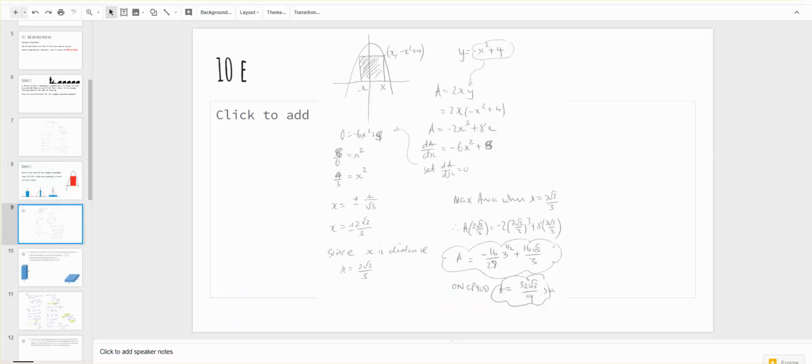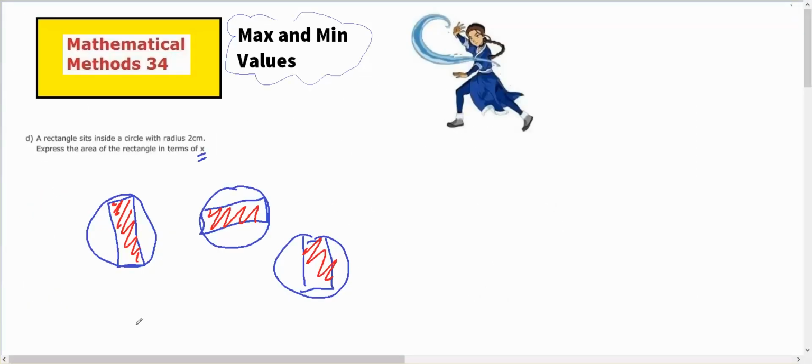Now, in this particular example, I know the equation of the quadratic. It's f(x) = 4 minus x squared. So this point here can be expressed in terms of x. Therefore, you can get the width of the rectangle and the height of the rectangle in terms of x. So let's go back to my example.